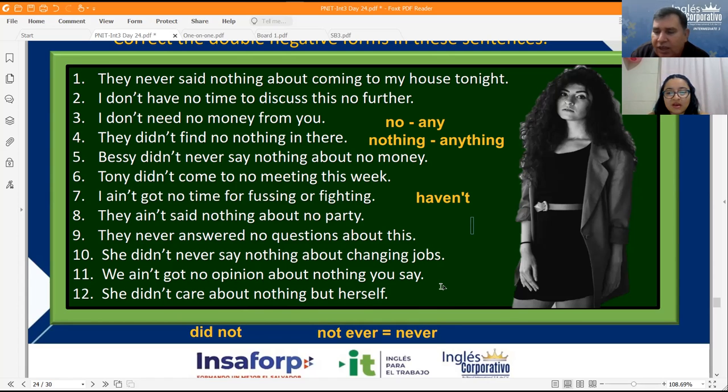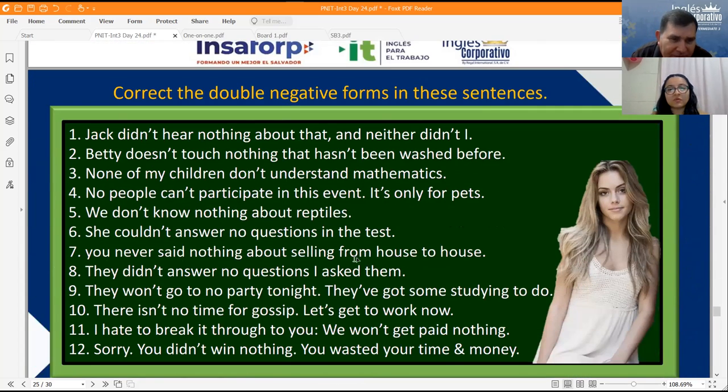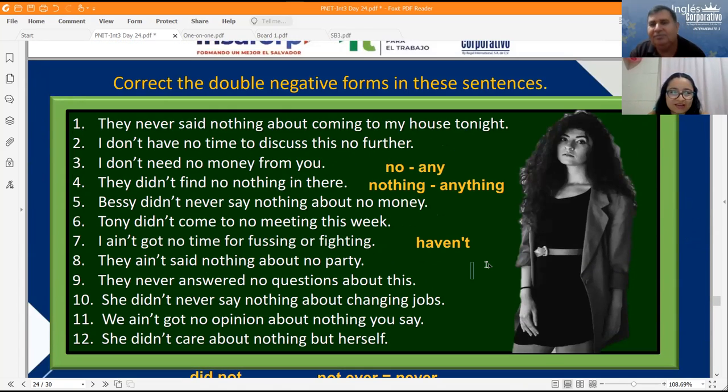Now, for you to practice, you can practice with this one. Yeah. Now I know why never includes the not, to specify any. Because not any, never, not ever.